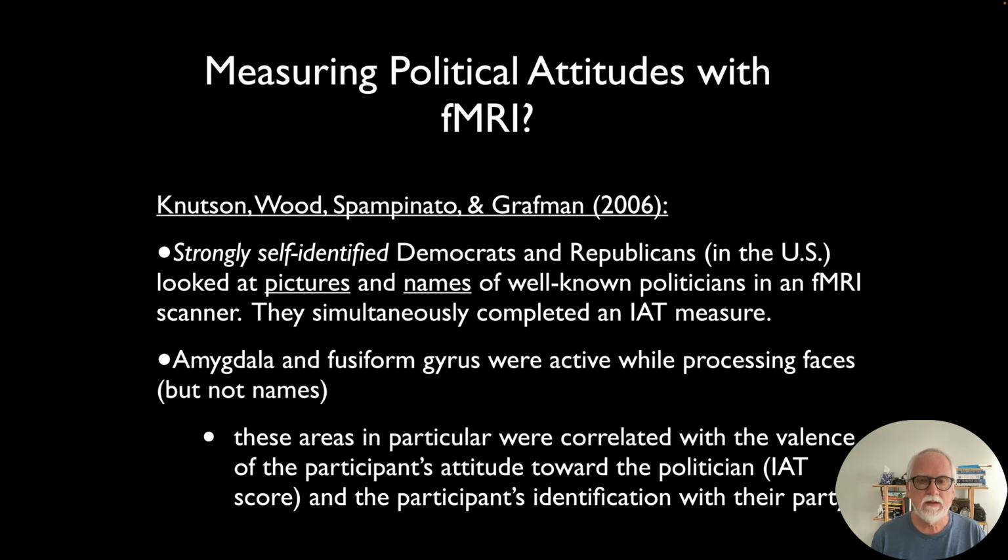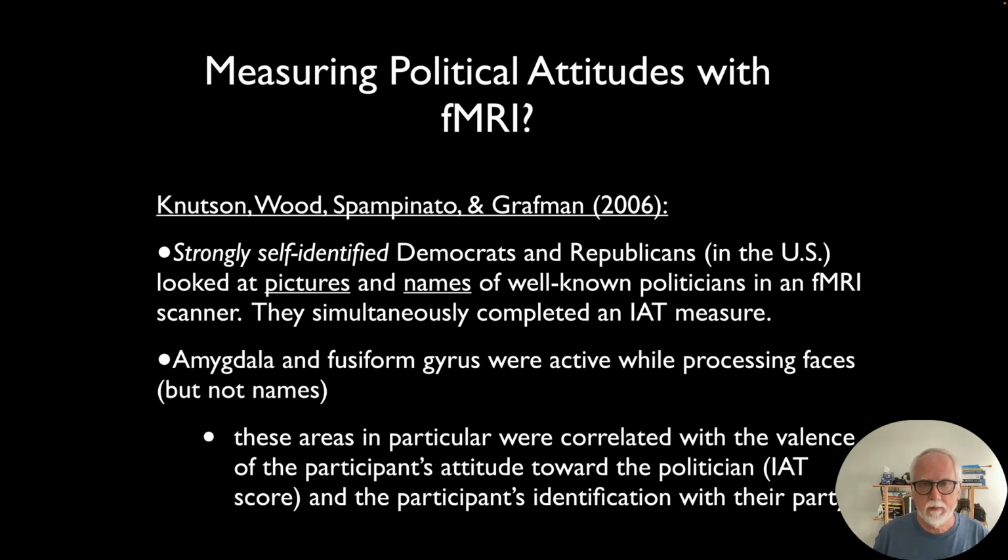And they found that those two measures, the implicit and the explicit measures, were related to amygdala and fusiform gyrus activity while they were processing these faces. And specifically, when they looked at a rival group, like they're a Democrat and they look at a Republican, they saw more amygdala activity when they looked at their outgroup. So that tells you a little bit about how you could use fMRI even to measure attitudes towards political groups. Okay, so there we go.